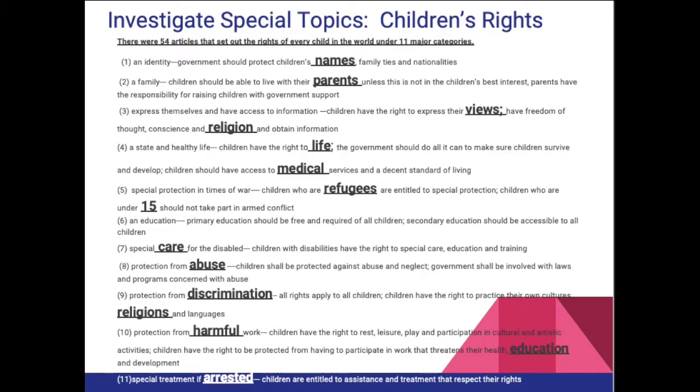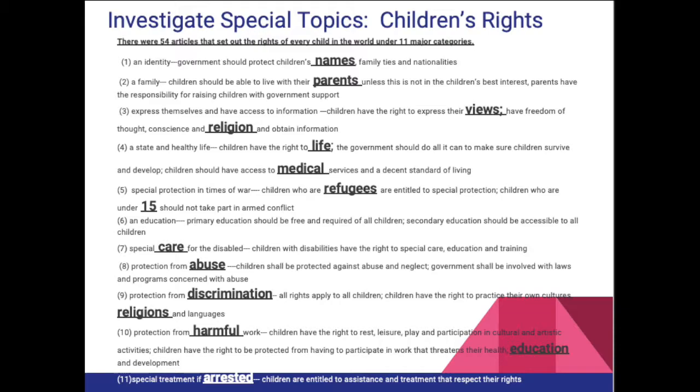All right, so the Convention on the Rights of the Child, which took place at the United Nations, wrote 54 articles that set out the rights of every child in the world. These rights are given under 11 major categories. Okay? Category 1, an identity. The government should protect children's names, family ties, and nationalities. Number 2, a family. Children should be able to live with their parents unless this is not in the child's best interest. Parents have the responsibility for raising children with government support.